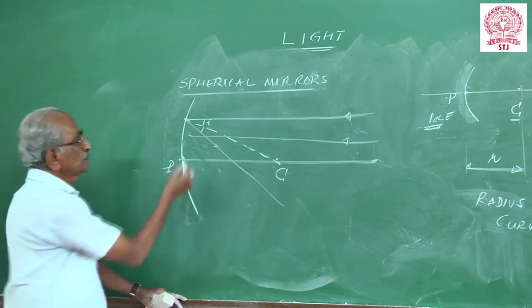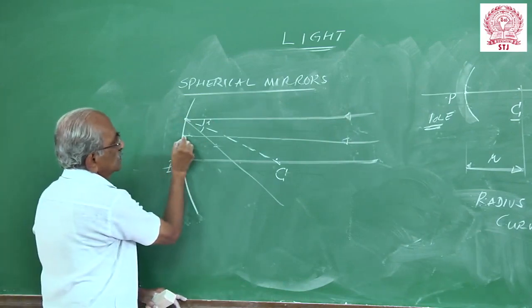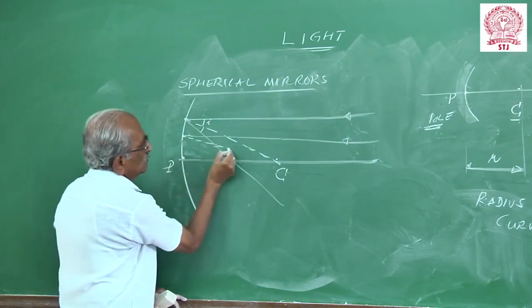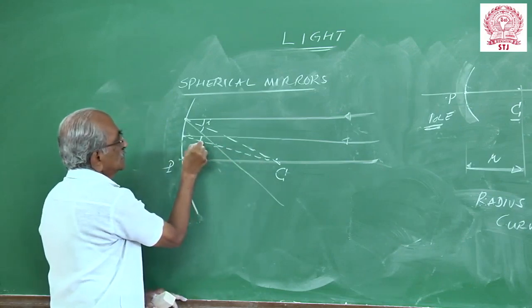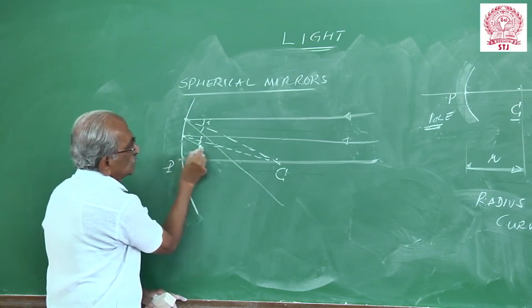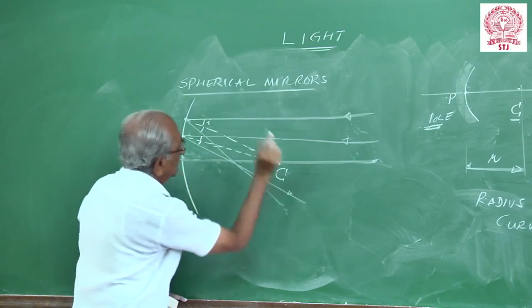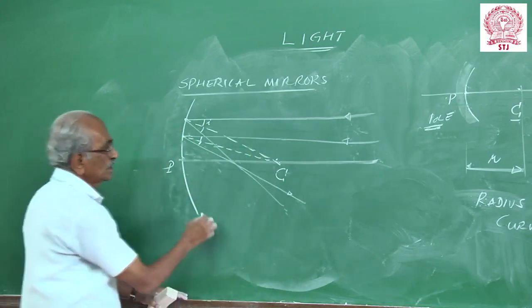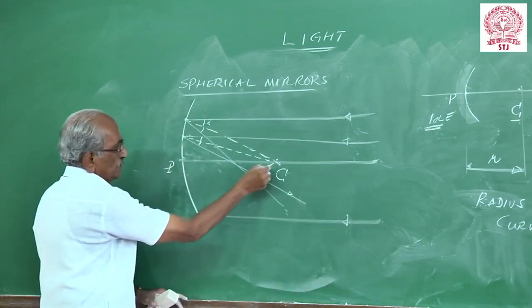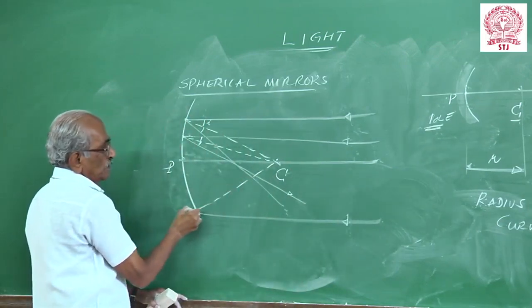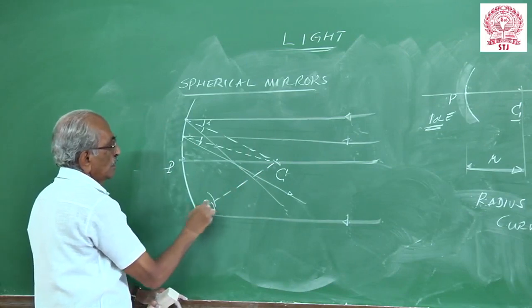Draw another ray. Repeat the process. Point of incidence. Draw the normal. So angle of incidence, angle of reflection. So this is how it goes. Now take a ray coming like this. Repeat. Normal, I, R.